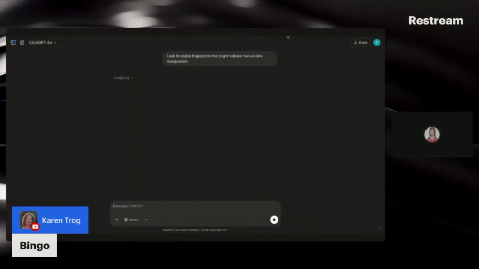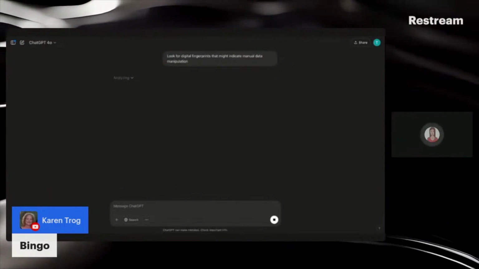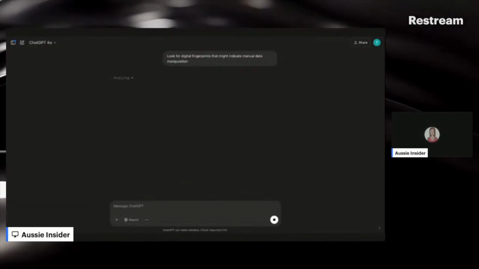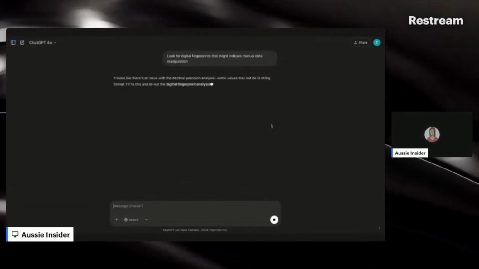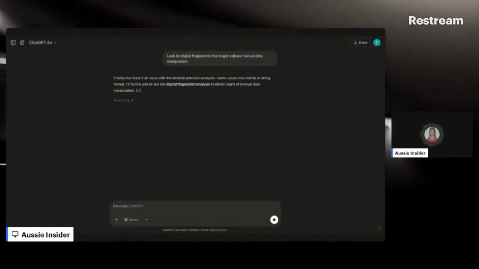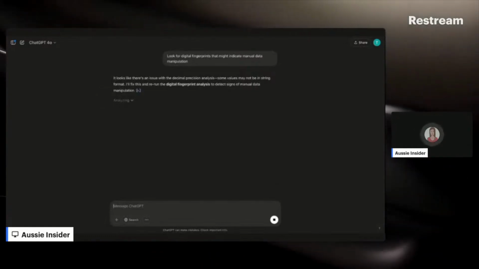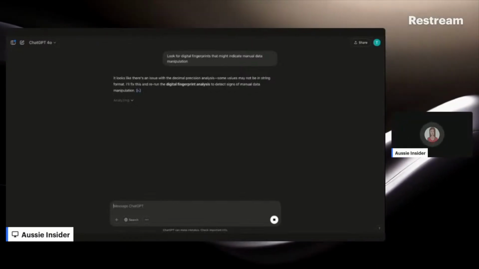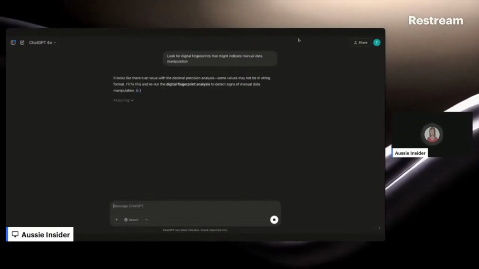Look for dirty little digital fingerprints of Trooper Paul. Looks like there's an issue with the decimal precision analysis. Some values may not be in string format. I will fix this and rerun the digital fingerprint analysis.